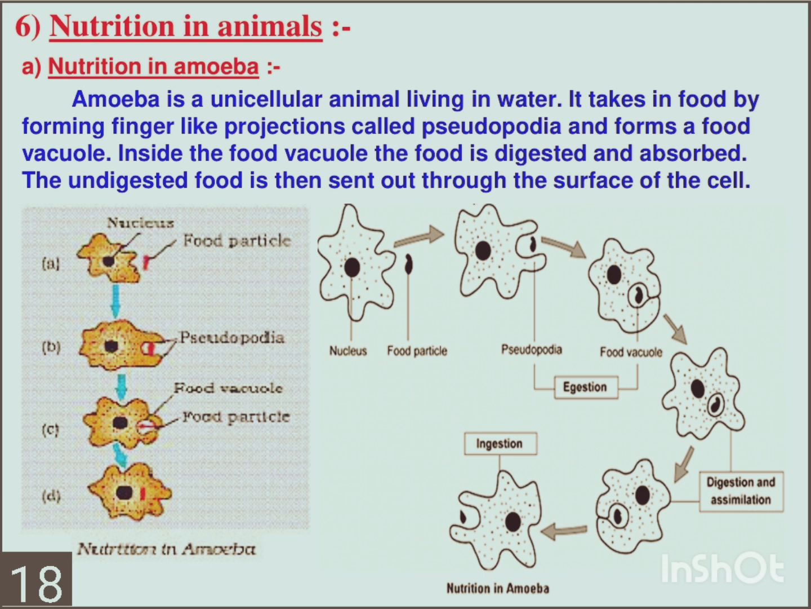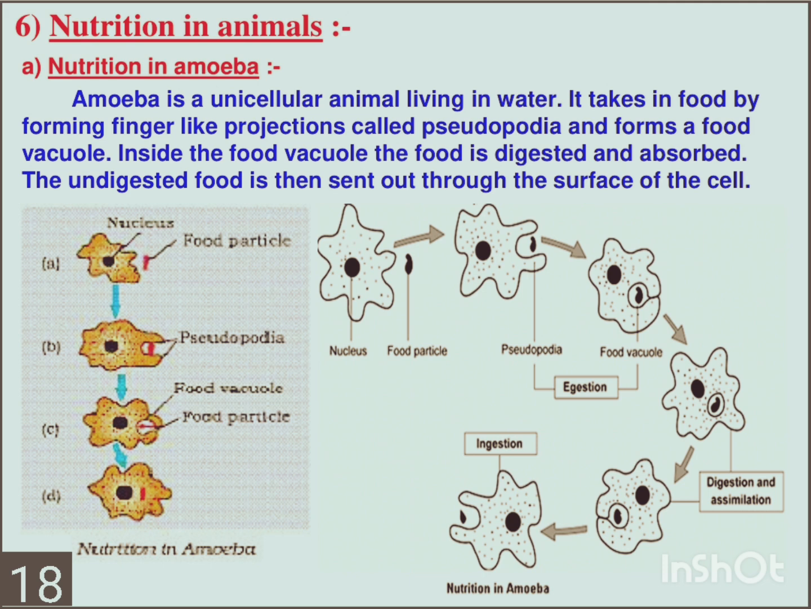So first we have nutrition in amoeba. This is also very important. You can see a picture here. An amoeba does not have any perfect shape. It can change its own shape. What is an amoeba? It's a unicellular animal.